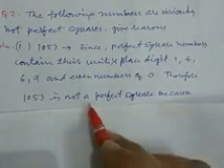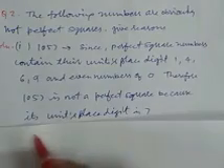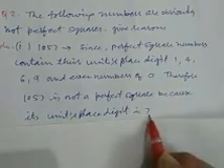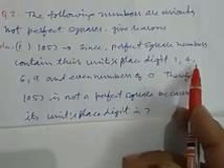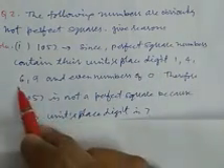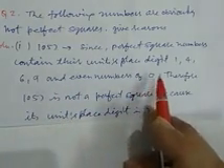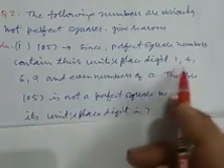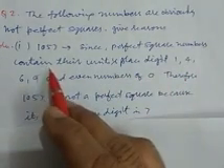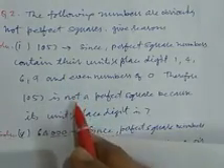Therefore 1057 is not a perfect square because its unit place digit is 7, and here there is no 7. The digits are 1, 4, 6, 9 and an even number of 0s. When a number ends with these digits, then that number is a perfect square, otherwise not.